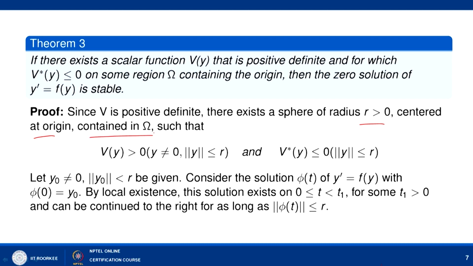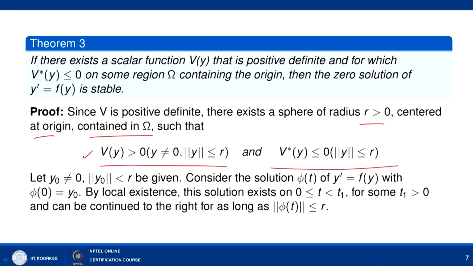the origin contained in omega and such that V(y) is greater than 0 for y not equal to 0 and norm of y less than or equal to r, and V*(y) is less than or equal to 0 for norm of y less than or equal to r. So, here the first expression is given with the help of positive definiteness of V(y). Since V(y) is positive definite, it can take value 0 only at the origin and at all other points it is taking positive values.